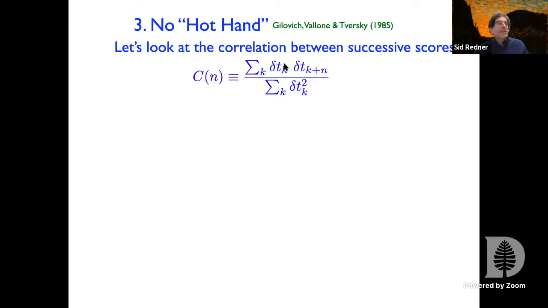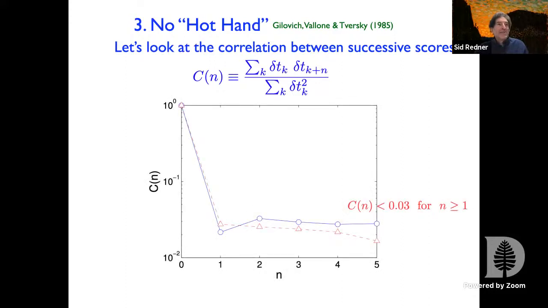Anyways, so let's look at the data. And the data is incredible. When we first found it, we were very happy because it shows there's basically no correlation. Once you reach n equals 1, the correlation drops to a value of roughly 2% and stays constant for all values of n. So this is another piece of evidence that there's no correlation between successive scoring events.